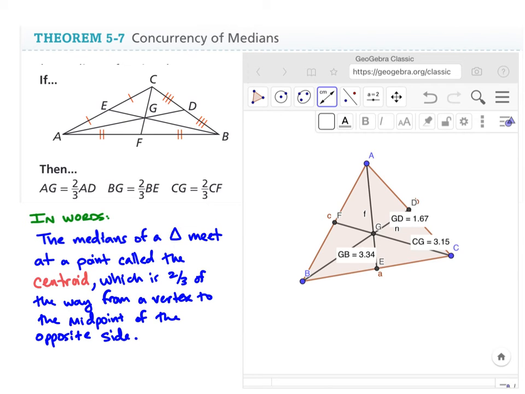From G to F, 1.58, which probably because of rounding, is slightly more than half, but that's just because of the way the program is rounding. It's half of C to G.